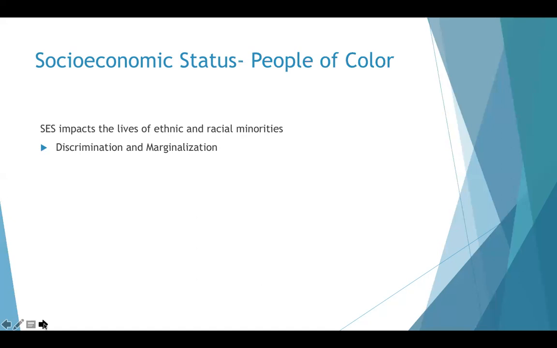Socioeconomic status also impacts the lives of ethnic and racial minorities. Discrimination and marginalization can serve as a hindrance to upward mobility for ethnic and racial minorities seeking to escape poverty. In the United States, 39% of African American children and adolescents and 33% of Latino children and adolescents are living in poverty, which is more than double the 14% poverty rate for non-Latino white and Asian children and adolescents. Minority racial groups are more likely to experience multidimensional poverty than their white counterparts.